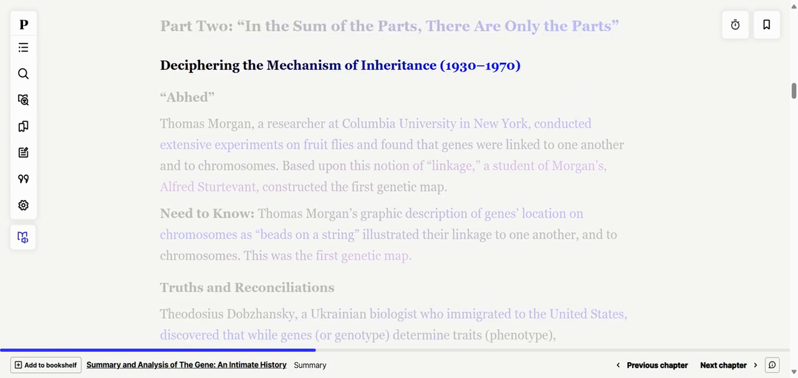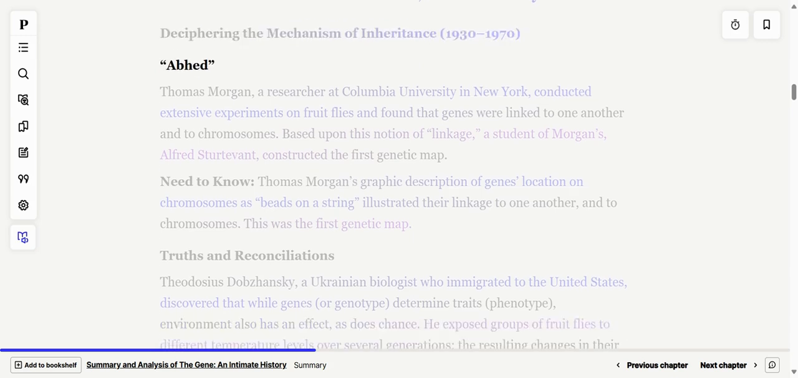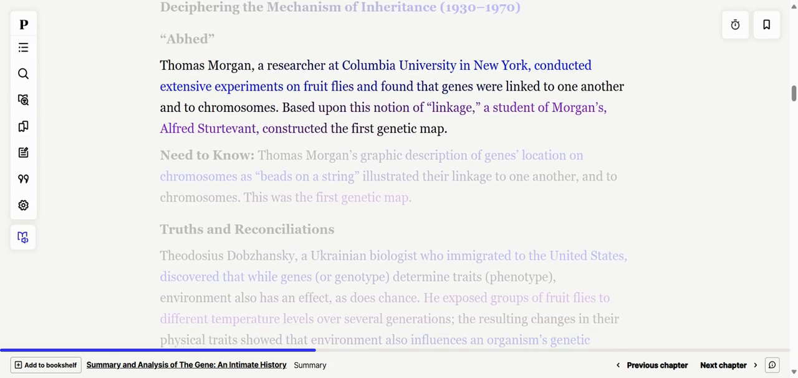Need to know: Thomas Morgan's graphic description of genes' location on chromosomes as beads on a string illustrated their linkage to one another, and to chromosomes. This was the first genetic map.